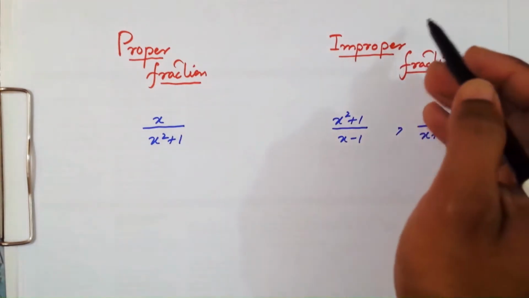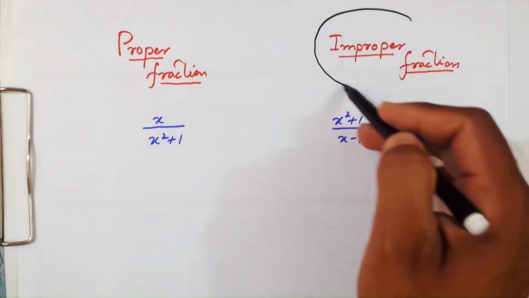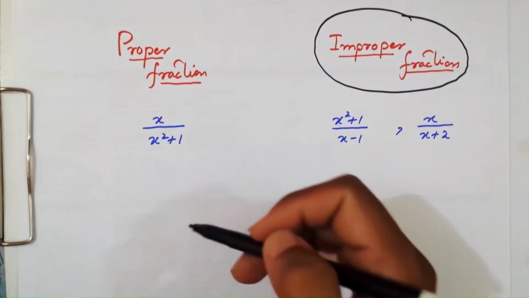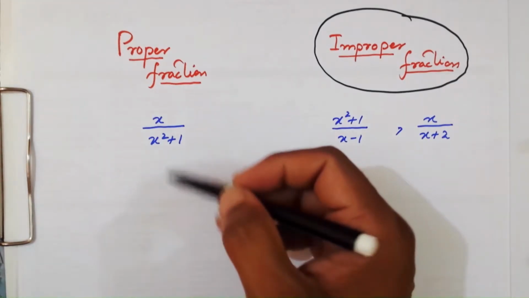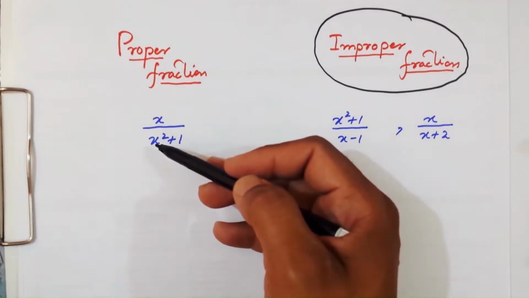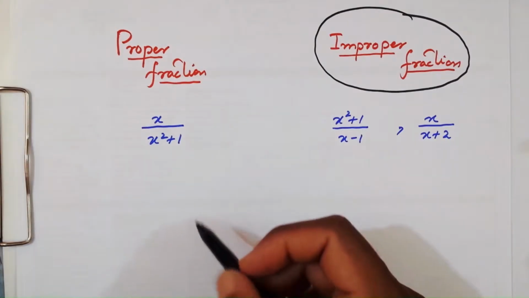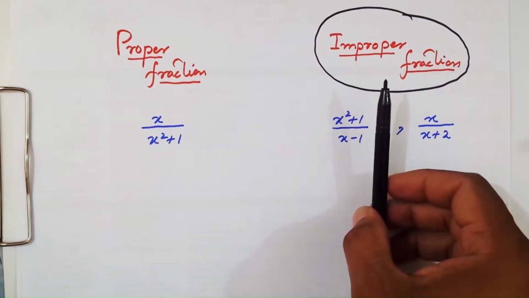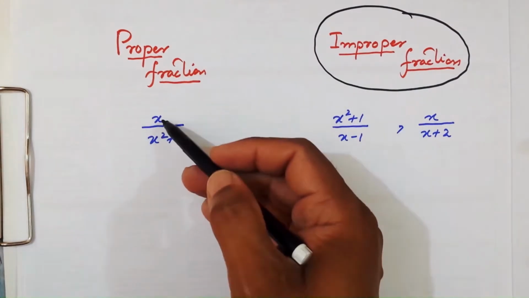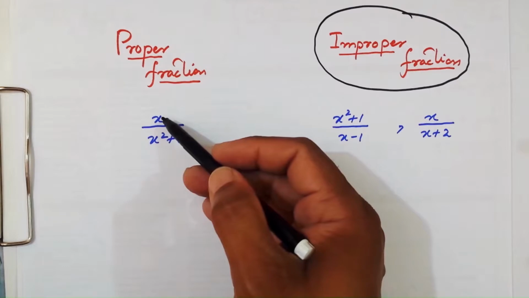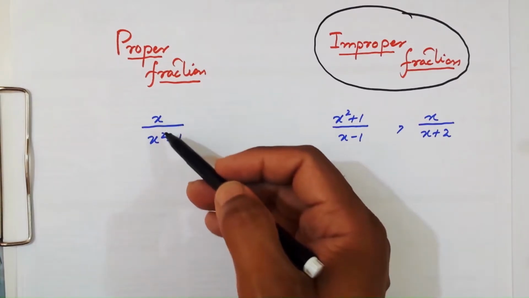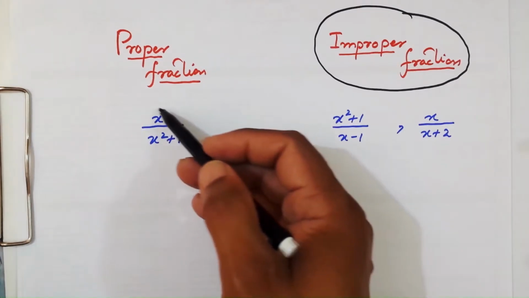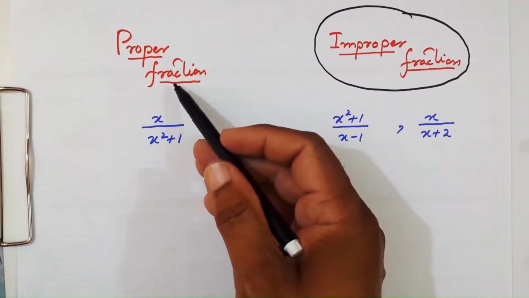We have concerned the improper fractions in the first type of integration. In the next type of integration we will discuss proper fractions. Here I tell you the difference between proper and improper fractions. When the degree of the variable in the numerator is less than the degree of the variable in the denominator, that fraction is related to proper fraction.